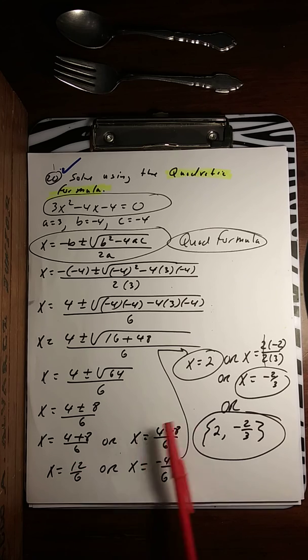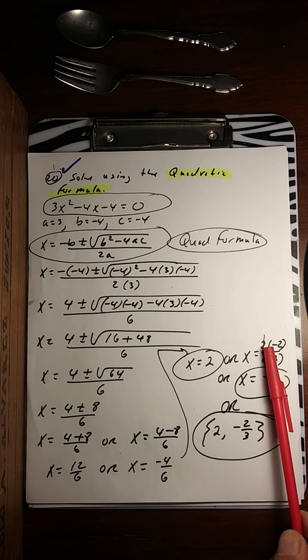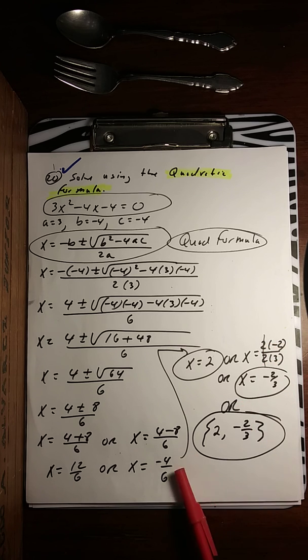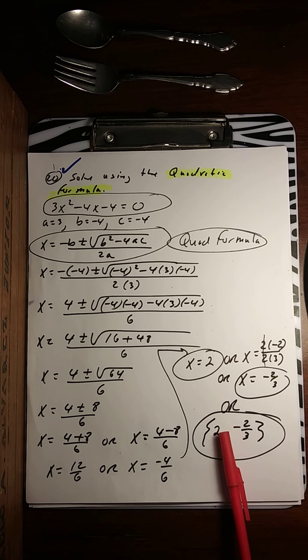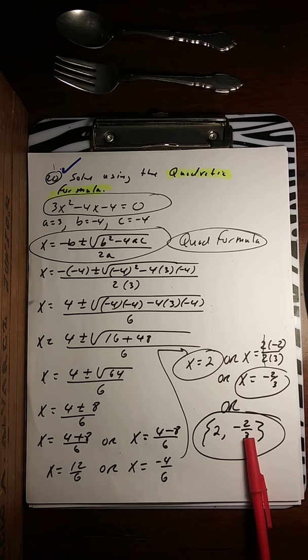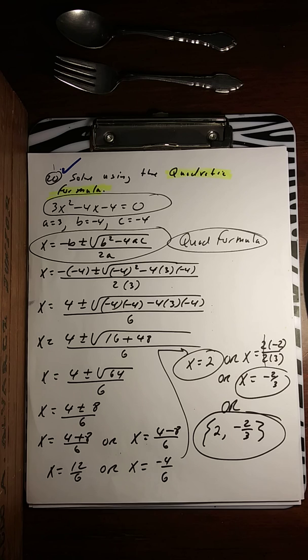This right here is a 2. And this, negative 4 over 6, I can write as 2 times negative 2 over 2 times 3, and cancel the 2s. So we have negative 2 over 3. So 2 and negative 2/3 is the solution for that quadratic equation using the quadratic formula.